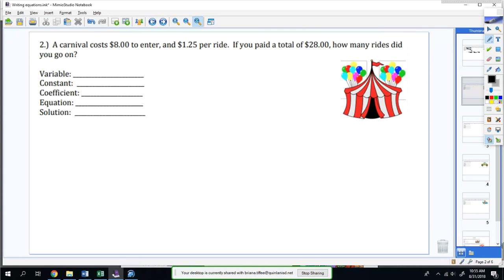Okay, number 2. A carnival costs $8 to enter, $1.25 per ride. If you paid a total of $28, how many rides do you go on? So your variable is, again, rides, because you don't know how many rides you can go on. Your constant is $8, because that's how much it costs to get into the carnival. Your coefficient is $1.25, because that's how much it is per ride. That "per" tells you it's your coefficient, because it's being multiplied. So the equation is you start off with your constant, plus your coefficient times R, and that'll equal a total of $28.